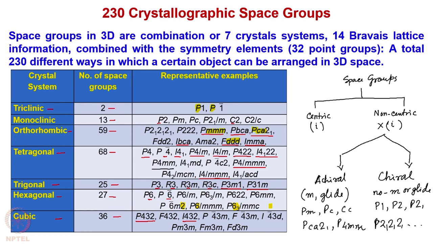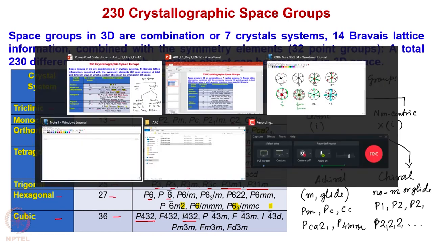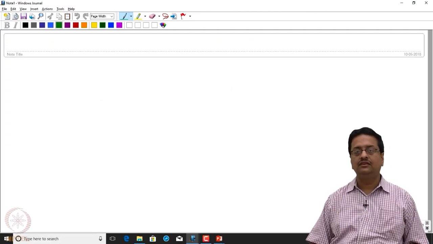So now, since we have talked about these crystallographic space groups, I would like to show you how to draw these space groups in two-dimensional representation, the way we were doing it for the 32 point groups.